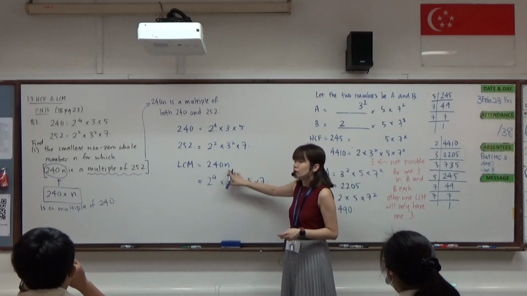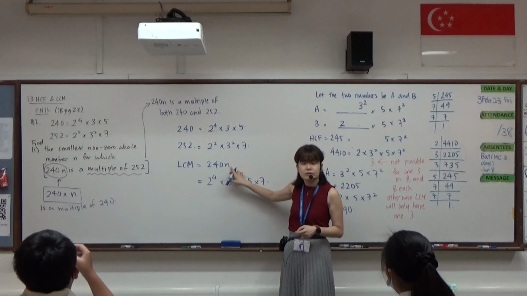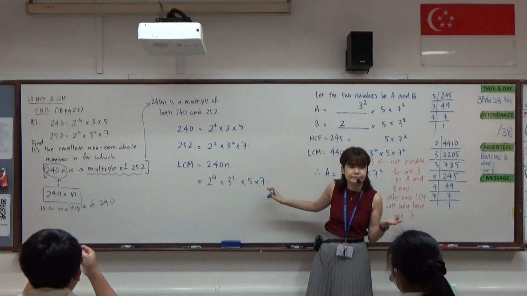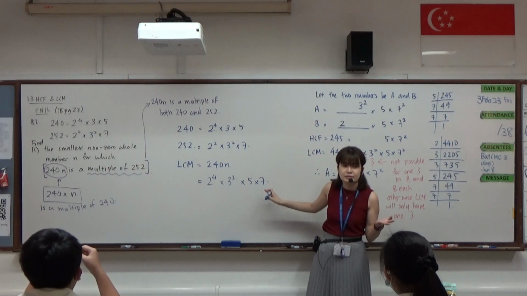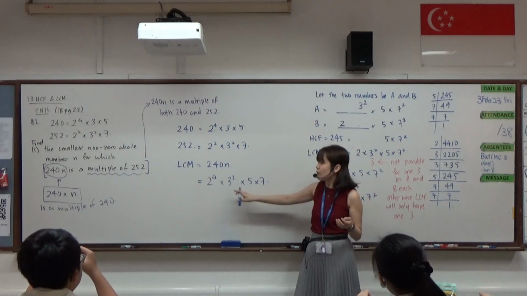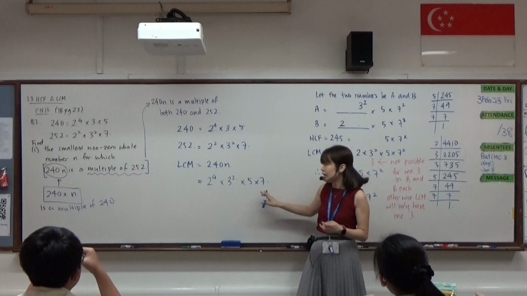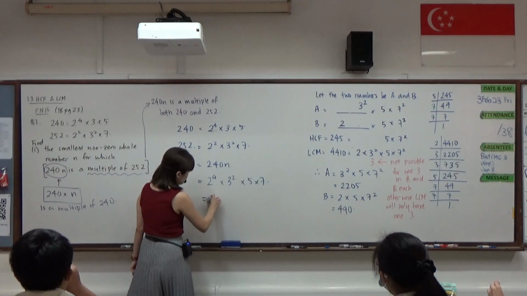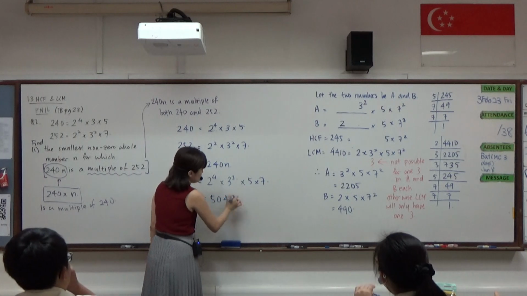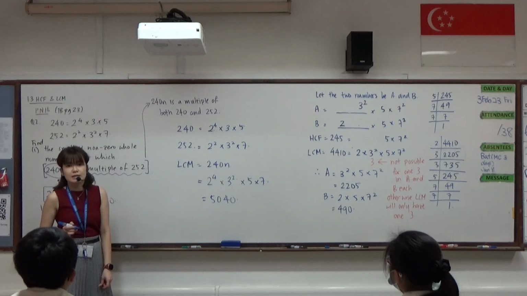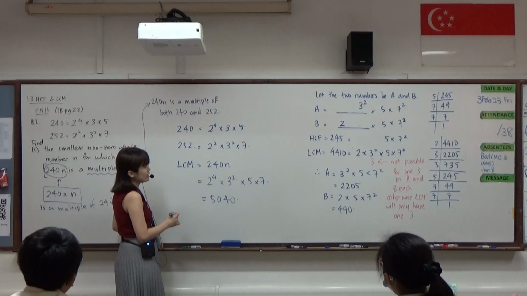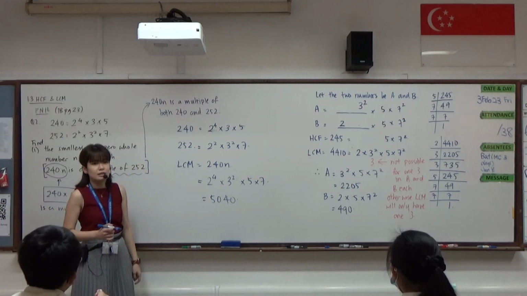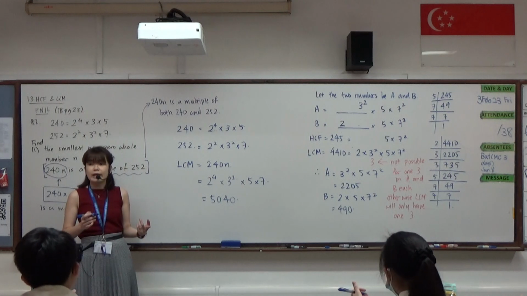But the question is asking for the value of n. The question is not asking you for the LCM. Yes, Nati. So you went to calculate this one. Yes, you can press this in the calculator and you will get 5,040. Then, to find out what n is, you take 5,040 divided by 240. That is one way that you can do it.